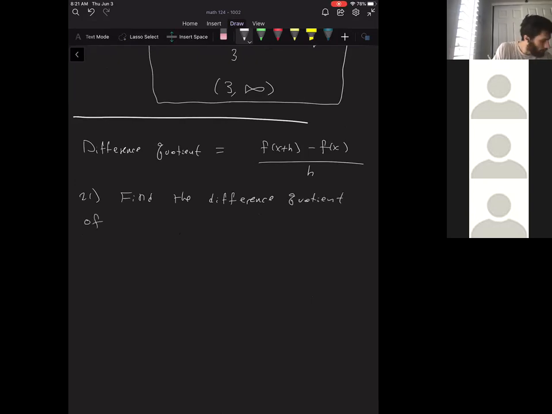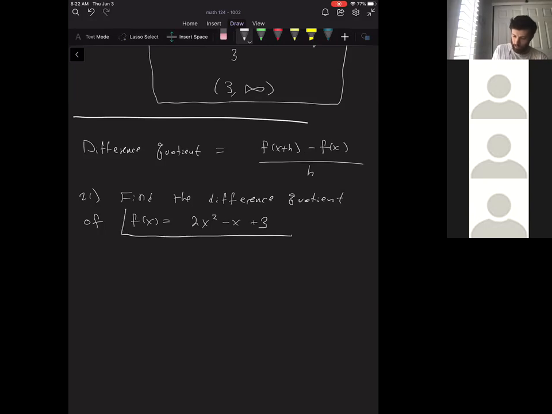Find the difference quotient of f of x is equal to 2x squared minus x plus 3. Okay, so in order to find the difference quotient, we basically need to find only one thing. We need to find f of x plus h, and then we just plug it into the difference quotient. So we know what f of x is, and with h, all you do is divide by h. There's nothing to find there. So the only thing we really need to calculate is f of x plus h, and then we can find the difference quotient. So here's f of x.